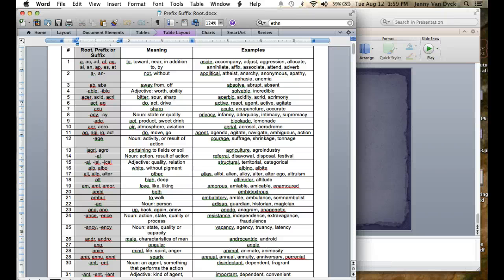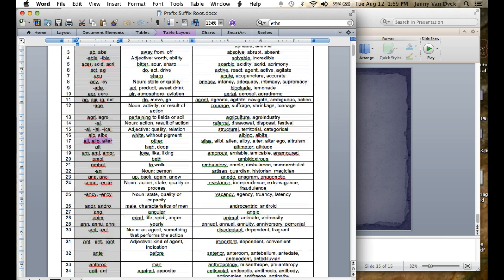If there's a dash in front of the affix, like this one has dash ACY or dash CY, that goes at the end. So privacy, infancy, adequacy, etc. Those are suffixes. If they don't have a dash, they are root words, root-based words, okay? So those are all these down here. There are mostly those on this list.